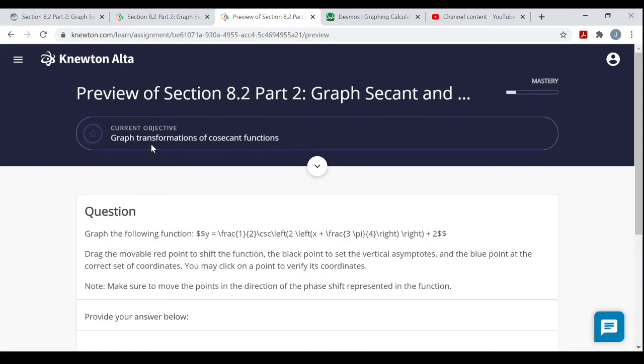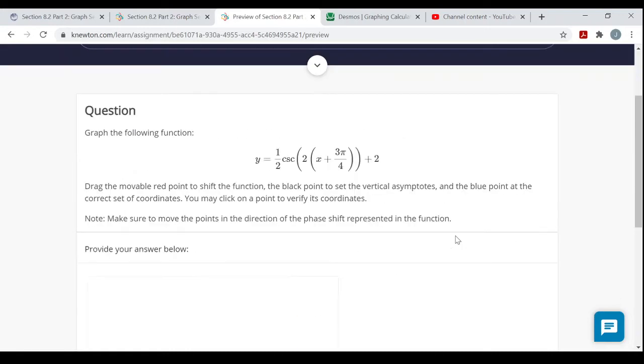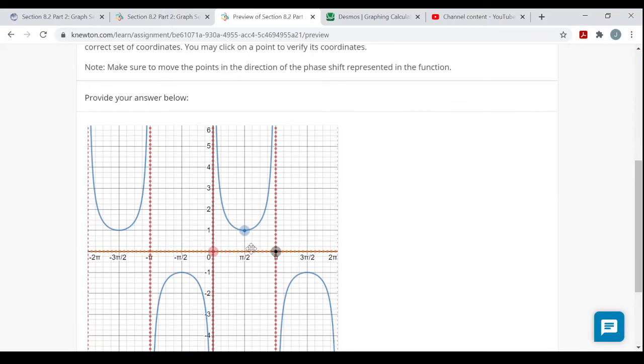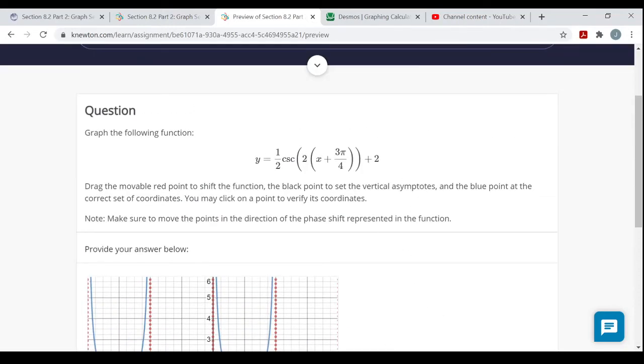All right. So this is graph a cosecant function this time, and then move the stuff around. So this time again I'm going to do this and move my dots around, and I'll show you how to do all that as well.